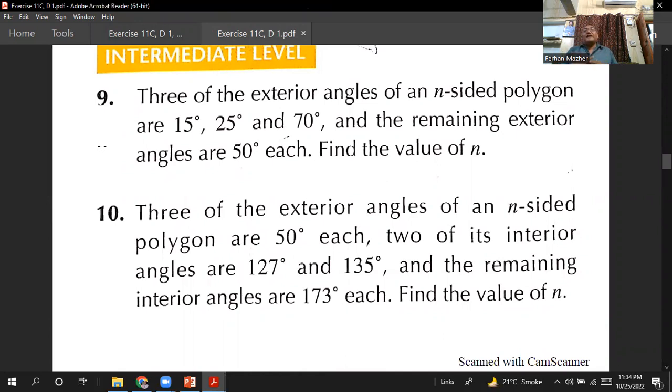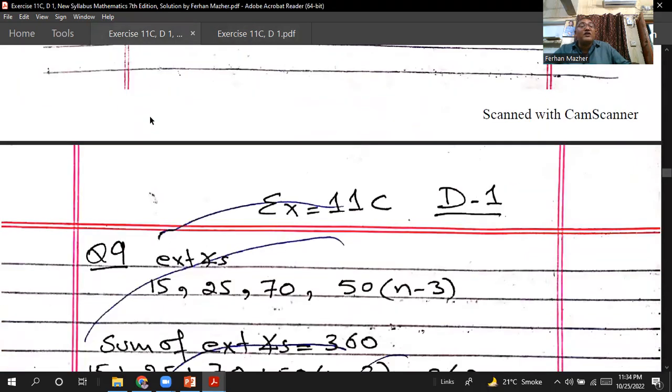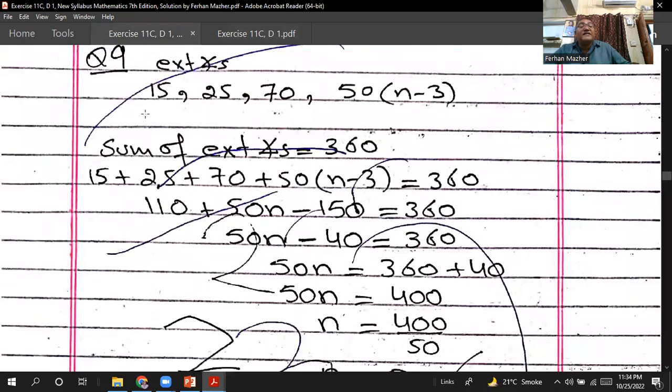You know, it's an n-sided polygon, so it will have n external angles. 3 of them are 15, 25, and 70, so the remaining external angles will be n minus 3, and each of them is 50 degrees. And we know that the sum of the external angles, no matter what the shape of the polygon, is always 360.